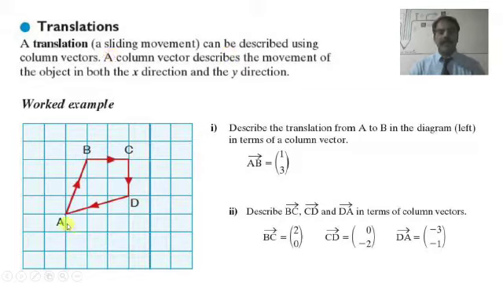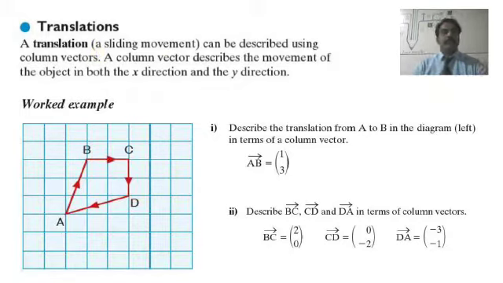Sliding movement means it can slide on a graph paper either in right hand direction or in the left hand direction, or we can say it can slide in upward direction or it can slide in the downward direction. That is sliding movement of a vector. So we can say that a column vector describes the movement of the object in both x direction as well as y direction. That is what is known as translation.